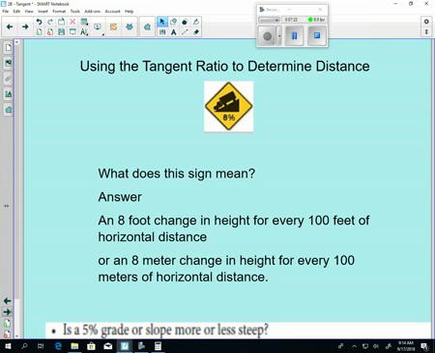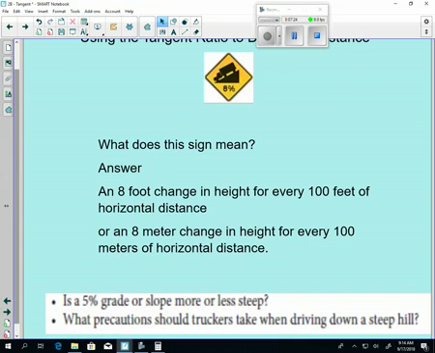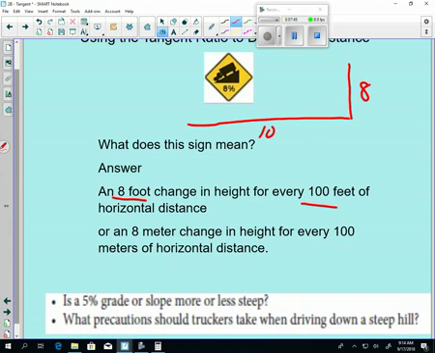So we're going to use tangent ratio. So what does that sign mean? It means that there's an 8% grade. 8% means that there's an 8-foot change for every 100 feet. So if I go down 8 feet for every 100 feet.